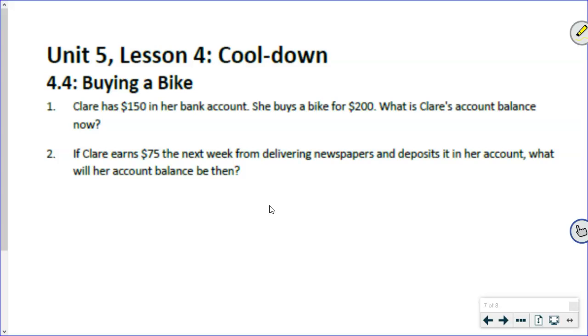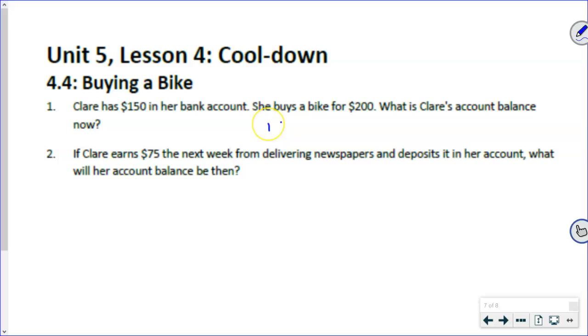Now it is time for our cool down. Claire has $150 in her bank account. She buys a bike for $200. What is Claire's account balance now? And question 2, if Claire earns $75 next week from delivering newspapers and deposits it into her account, what will her account balance be then? Do this one independently. I don't want you to talk with your groups on this one. Kind of self-assess. I'm going to pause the recording so you have a chance to work on this on your own.